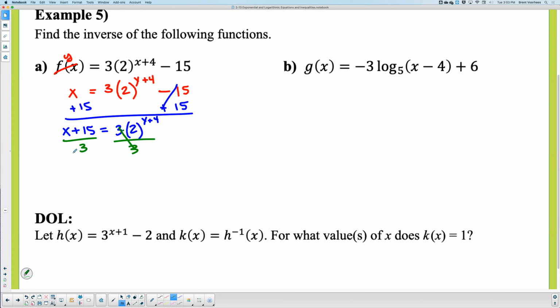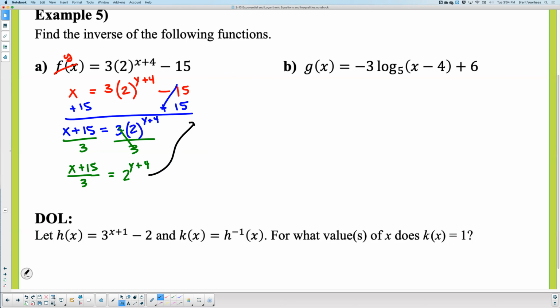And so now I have, and you could simplify this. I won't, just because I want to talk through inverses, and I think it'll look better if I do not reduce this. So I'm going to leave it like that. Equals 2 to the power of y plus 4. Now that I have this isolated in exponential form, to get this y isolated, I have to change it from exponential to logarithmic. So that's what I'm going to do here.